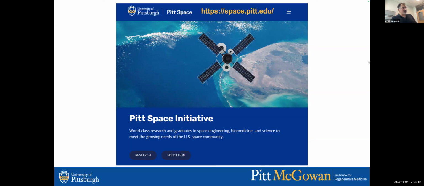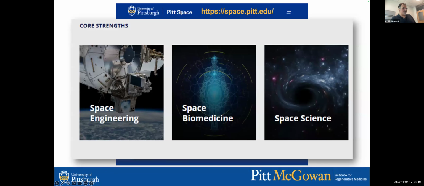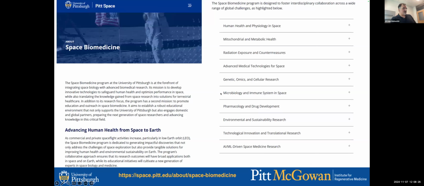One of the reasons I came here is to form a Center for Space Biomedicine. So we launched this Pitt Space Initiative about a month ago. There'll be 3 other components: a big space engineering component here at the University of Pittsburgh, and space science, and then I'm leading the space biomedicine. The pillars of the space biomedicine program will involve these core topics, and more to add in the future, which includes female biology and the reproductive system, and lots of other types of research.